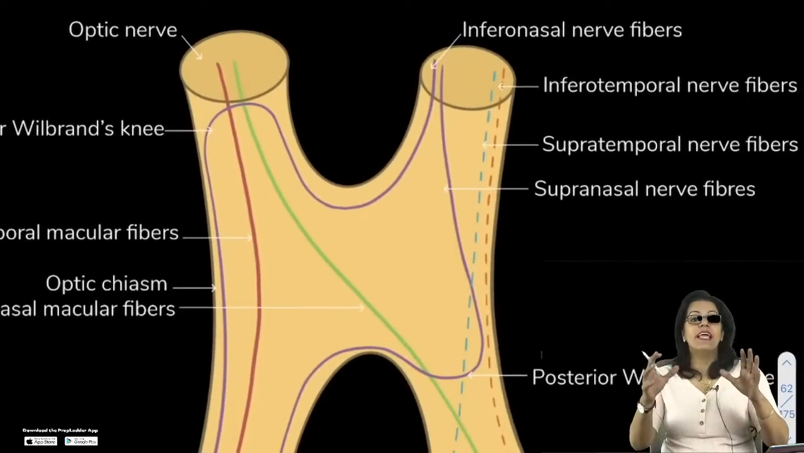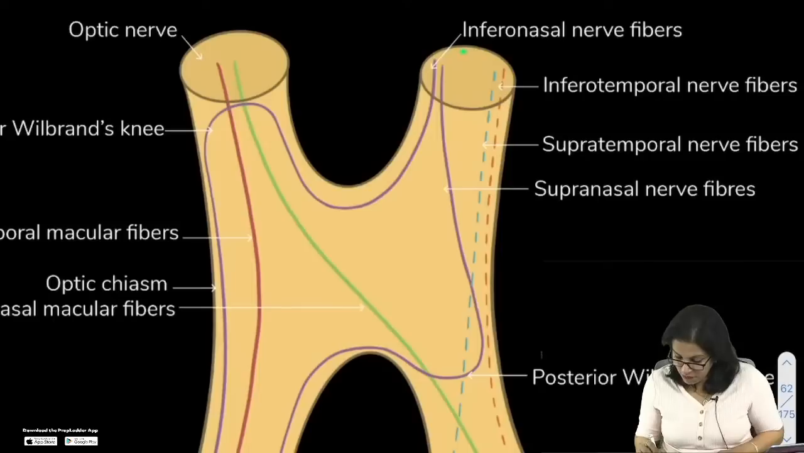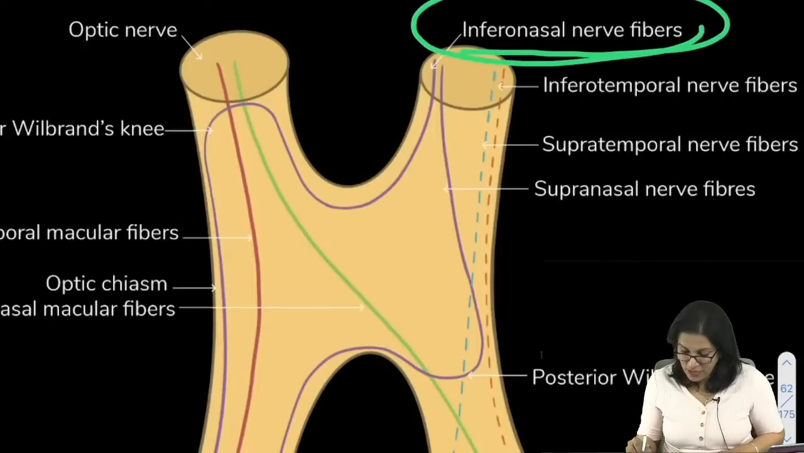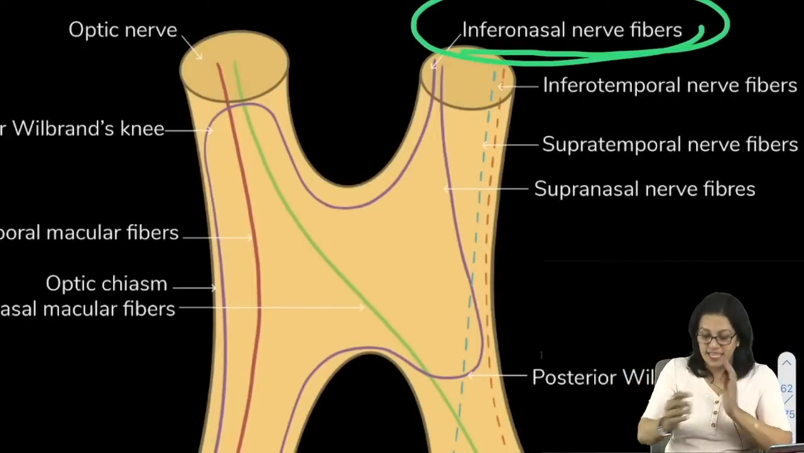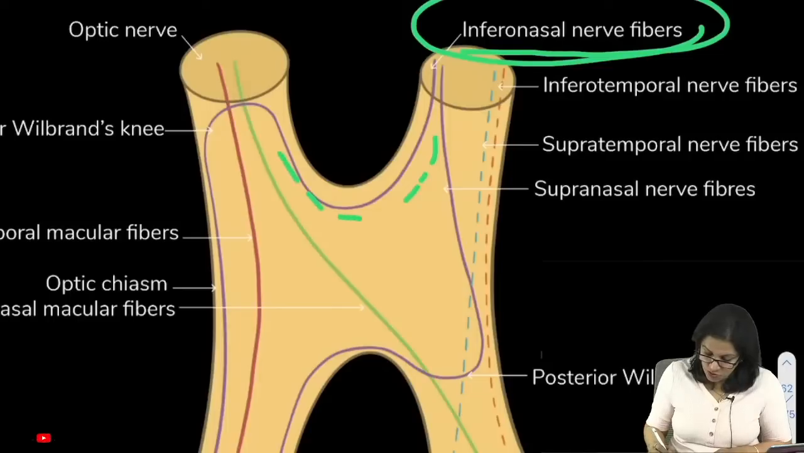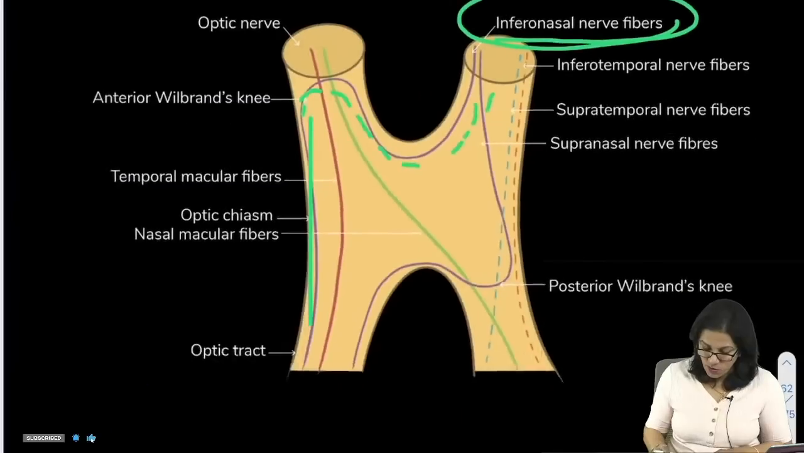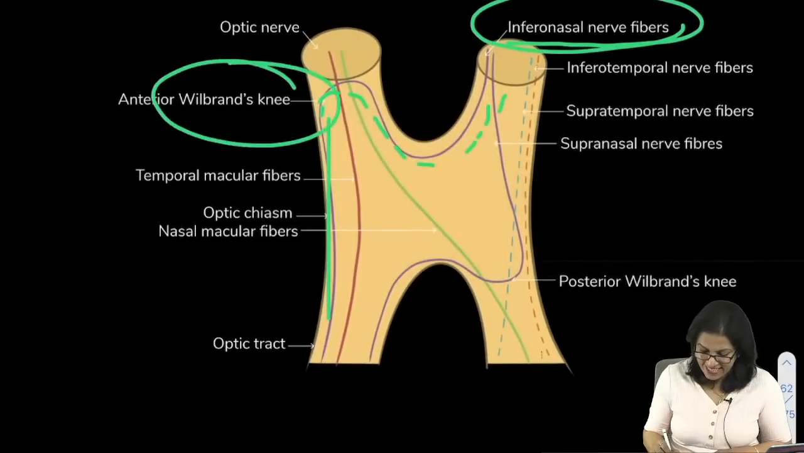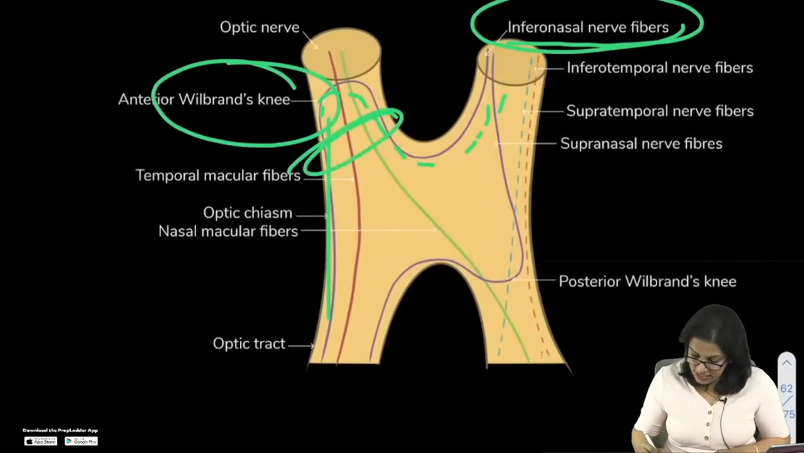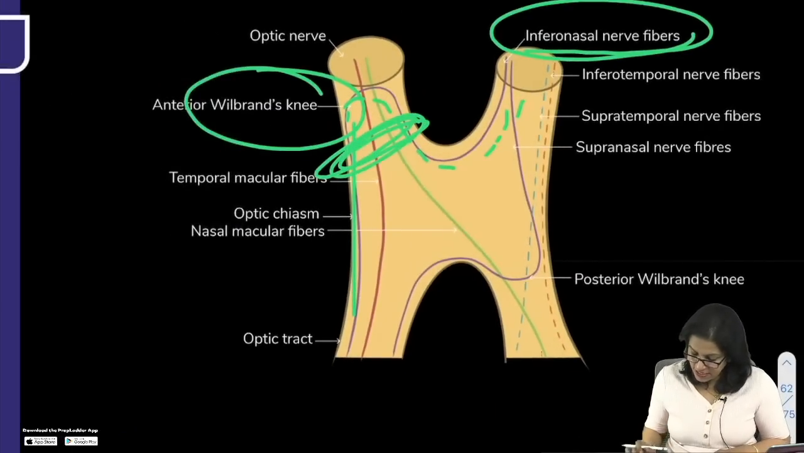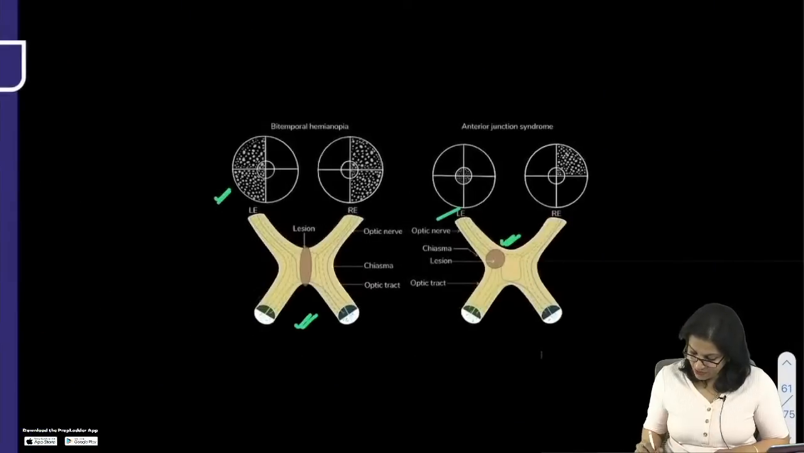Look at this one, you will know what are these. It is a normal anatomy that the inferonasal fiber of one side, when it is crossing the chiasma, detours to say hello to this other side, other optic nerve, and then crosses. This detouring and saying hello is what is called Willebrand's knee. And when the lesion is here, look at this one. Where is the lesion? The lesion is here only.